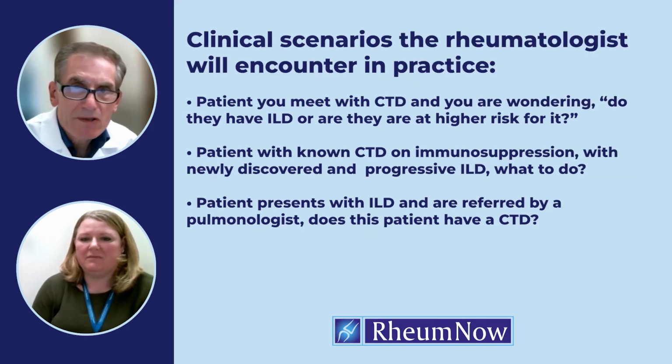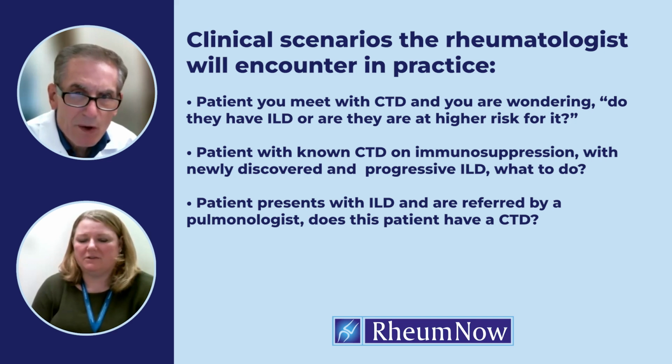So here are the clinical scenarios from my perspective as a rheumatologist that I would encounter in practice. I meet a patient with connective tissue disease, and I'm wondering, do they have ILD, or are they at a higher risk for it? The second scenario would be that we have a patient with known connective tissue disease on immunosuppression with newly discovered and progressive interstitial lung disease. What do I do? And the third scenario is the patient presents with interstitial lung disease and is referred by a pulmonologist. And the question they're asking is, does this patient have an underlying connective tissue disease?